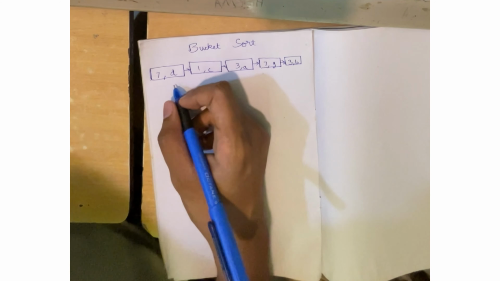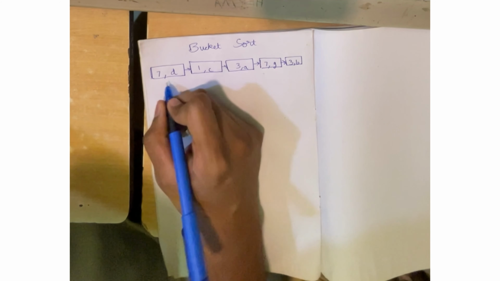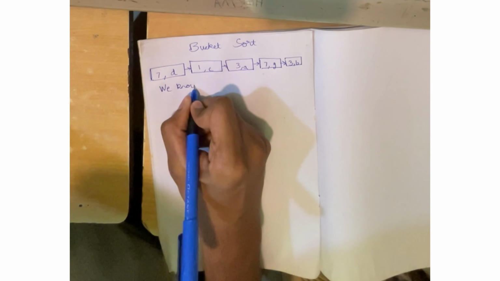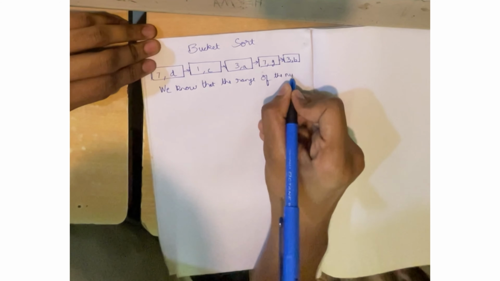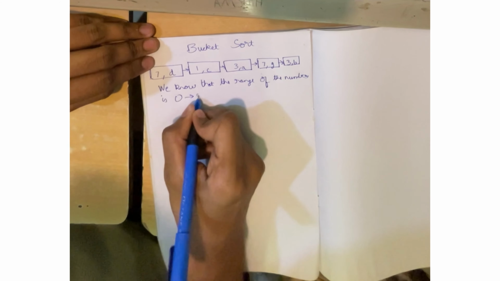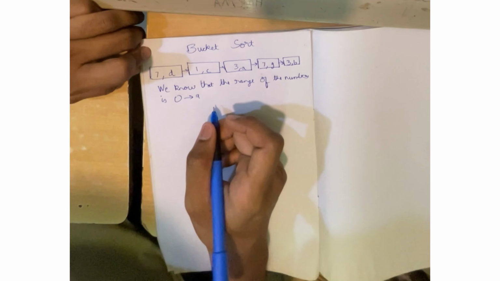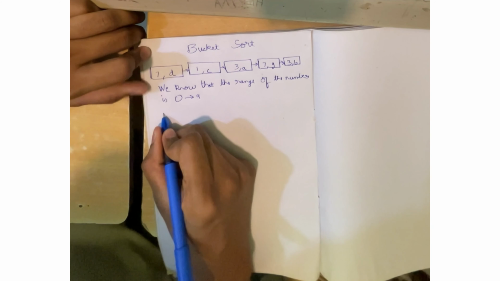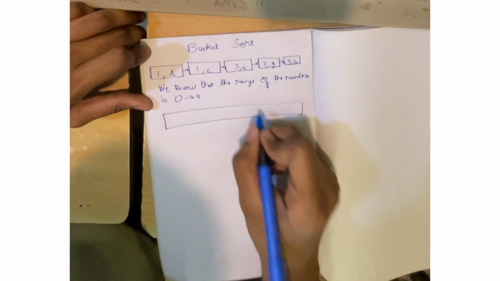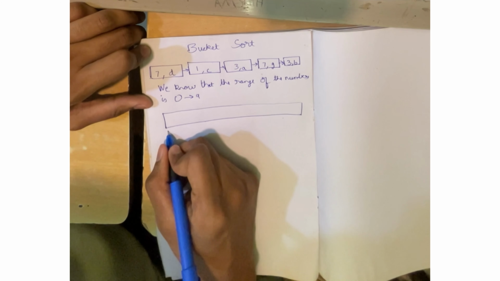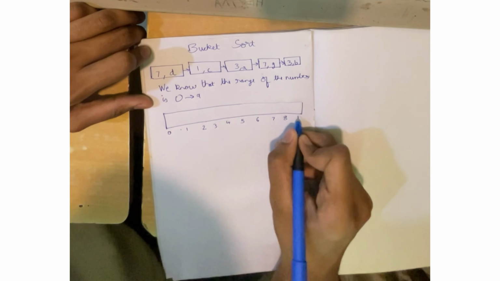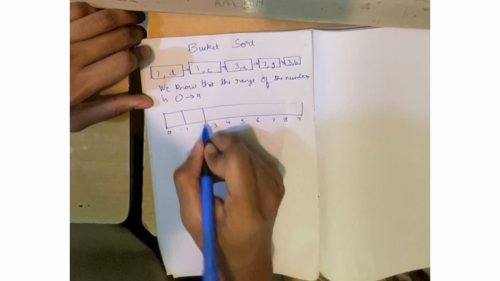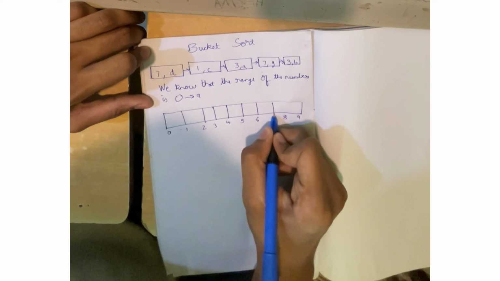So what will I do? I know that these numbers are going to be in the range from 0 to 9. This is information given to me before I start sorting. So we know that the range of the numbers is 0 to 9. So the first thing I'm going to do is create an empty array with indexes 0 to 9. I'm creating this empty array and marking the indexes 0 to 9. This is going to be my array.